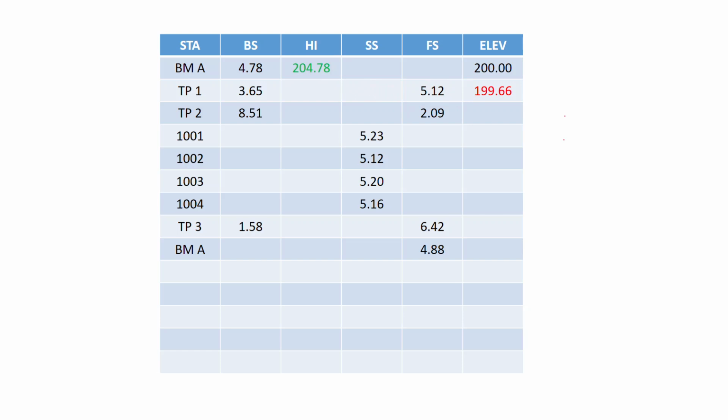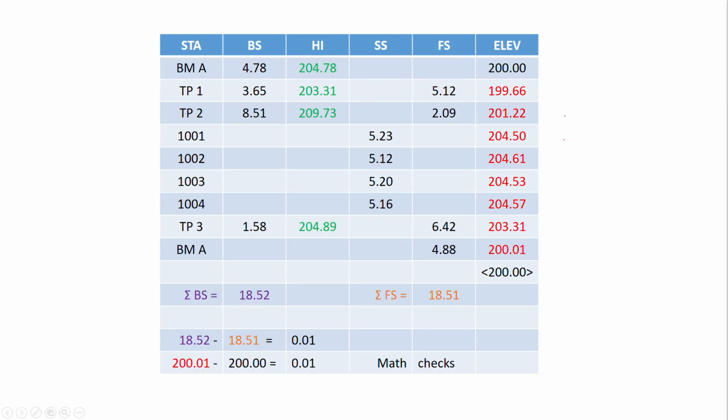Hopefully this is second nature to you and you remember this. So I'm just going to throw in all of the results here. And if you were to work through these notes yourself, hopefully these are the numbers that you also came up with. We repeat the process. 199.66, add the backsight to get the HI, subtract the foresight to get the elevation.